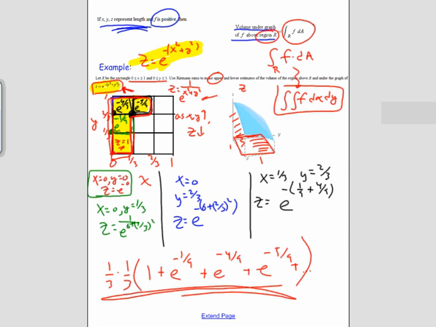And so the idea being, you create these little small areas and you find the maximum z value in that area. And then you do area times the z value and add up all of those values, and that will approximate the volume.